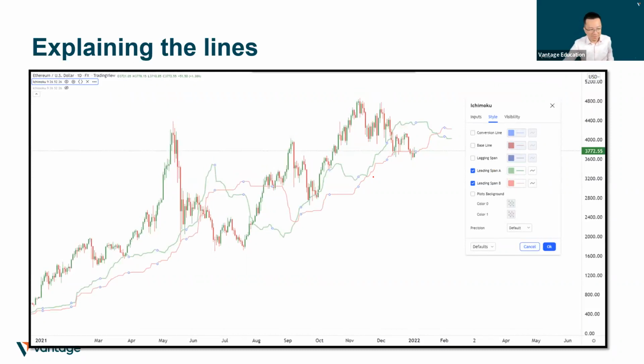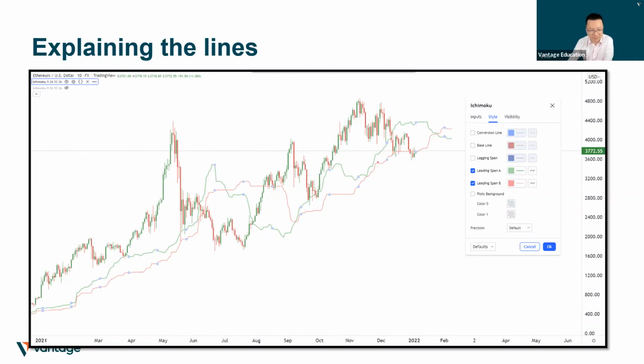Put it in the chat. I've already shown you the developed picture of that, but when you combine, thank you, Zoran. First one in, best dressed, right? Thank you, Andy. Right, so when you combine leading span A, the green one, and leading span B, which is the red line there, it forms the cloud. If you were to shade it in, it's exactly what we're showing you, that cloud.